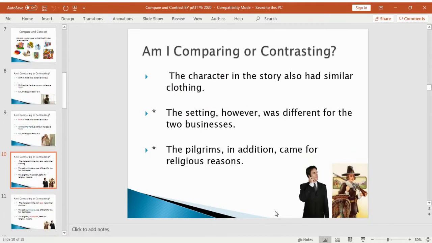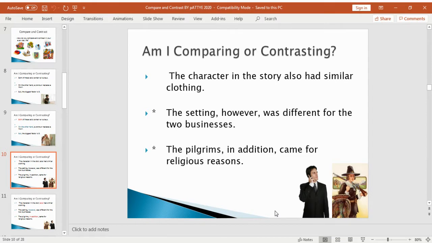Let's try some more. Let's look at the first sentence. You are going to decide, is it comparing or is it contrasting? The first sentence said the character in the story also had a similar clothing. Looking at this passage, what word tells me if I am saying how they are alike or how they are different? Let's go to the second example. The setting, however, was different for the two businesses. Looking at this sentence, what is the signal word? What does this word tell me to do? Does it tell me that they are alike or they are different?